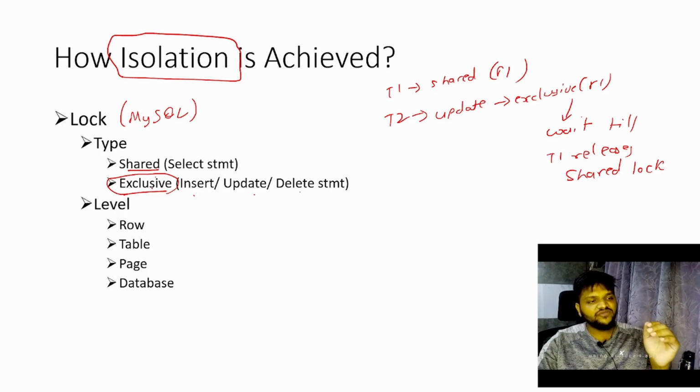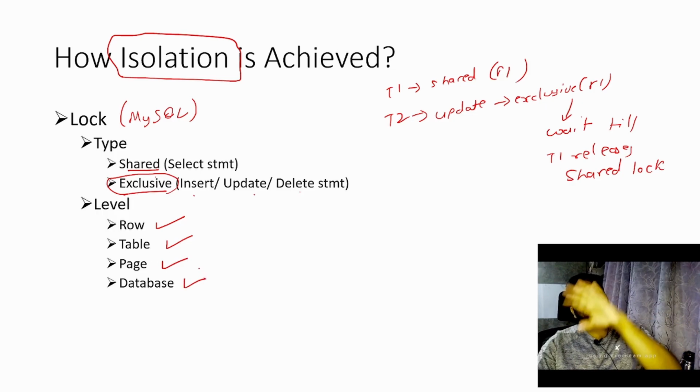There are multiple different levels. You can acquire a lock at a row level. That is a very niche thing. The bigger part, you can acquire a lock at a table level. Then you can acquire a lock at a page level. And then finally, you can acquire a lock at a whole database level.